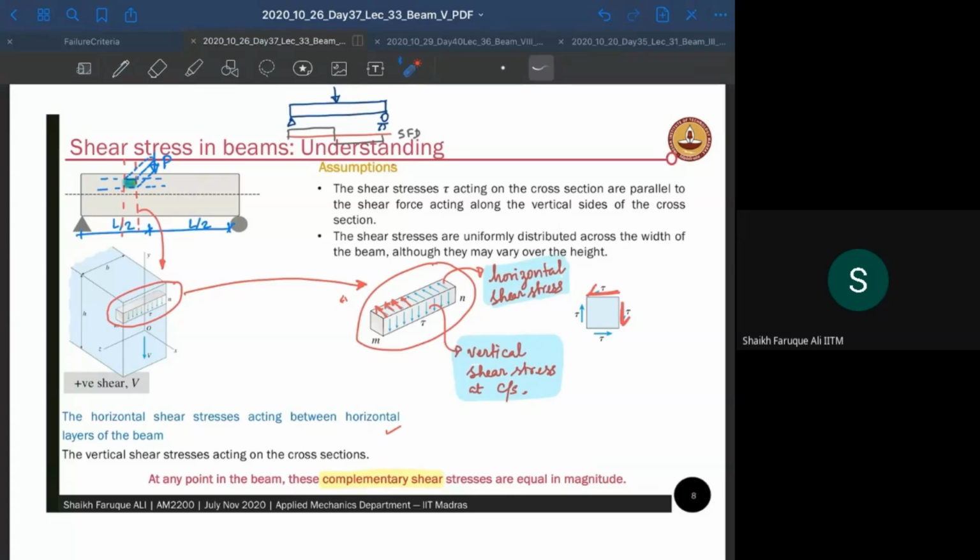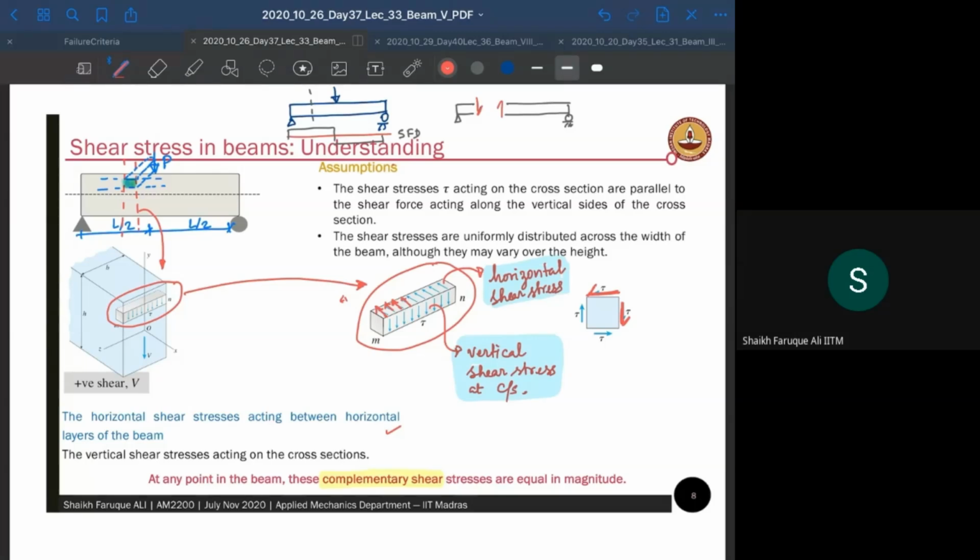So if you take a section here, since this is the positive part, the section here will show a shear on this side like this, and the section on the other side will show it like this. So that means you're trying to cut the two halves of the beam like a scissor.